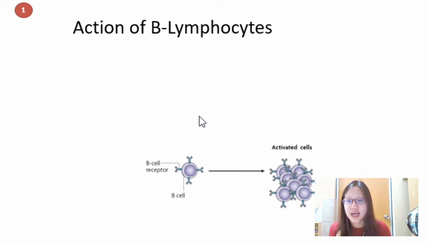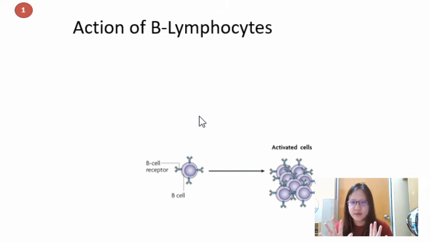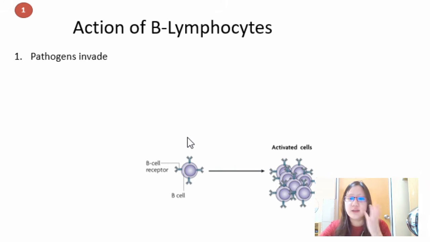But when exactly is antibody secreted? When exactly is it acting as a receptor? What? When? How? Okay, we'll get there. So let's talk about the action of B lymphocytes. This is after maturation. After maturation, let's say there's a pathogen that invades the body.